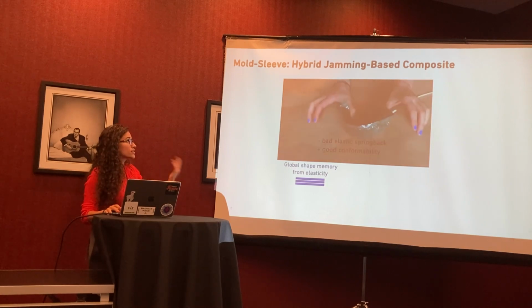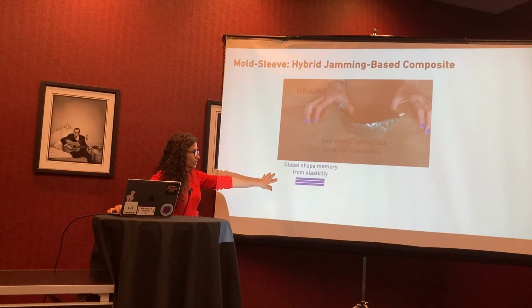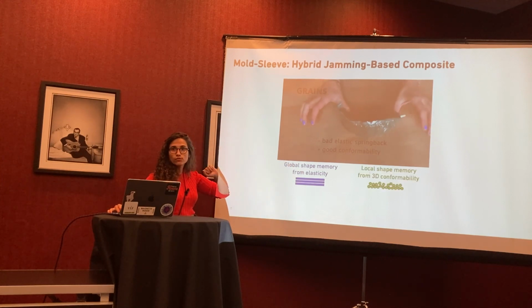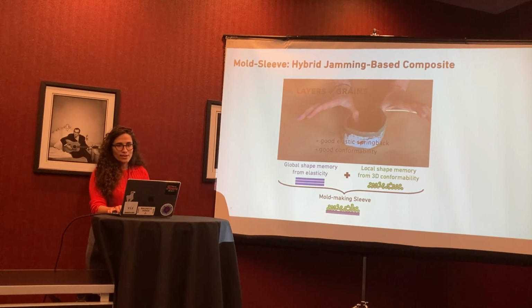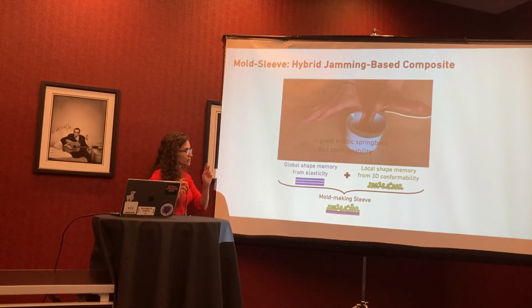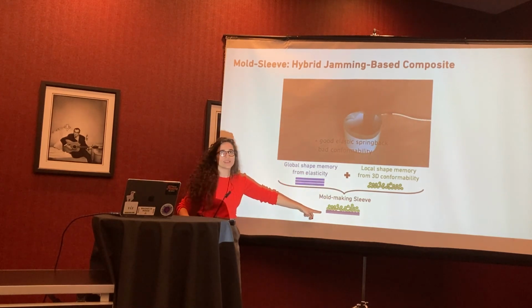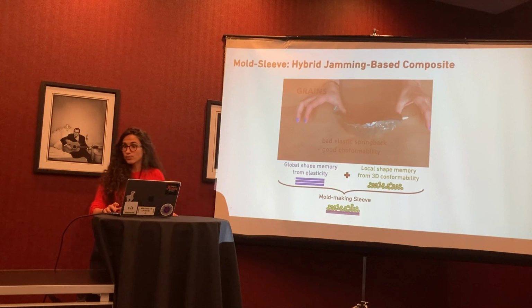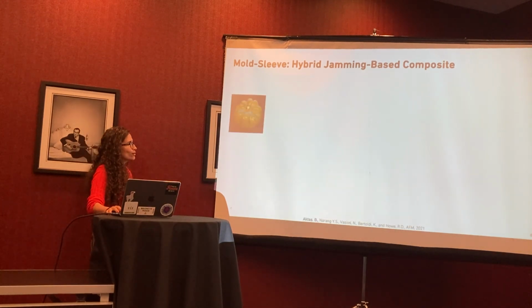So basically, the idea is to combine both of them. You keep the global shape memory from the elasticity from one, and you take the local shape memory from the 3D conformability on the inside, and then you have your mold making sleeve. So let's quickly show how it works and if it works. For that, I did 3 experiments. I did a mold making sleeve just of this, just of that, and of the hybrid to compare the different results. And I used a squash from the grocery store to mold.